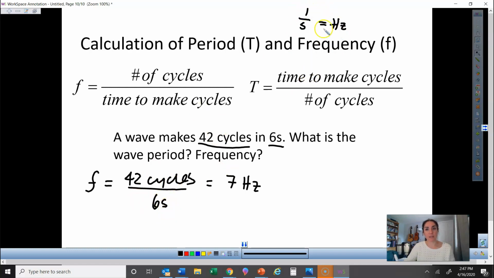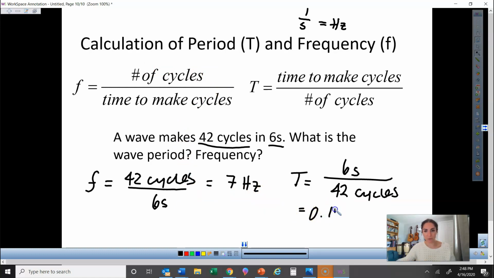And then notice time is in seconds, so this becomes hertz. I was thinking period, I was thinking ahead. Period is the time it takes, so 6 seconds over the number of cycles, 42 cycles. With that, I do need a calculator for 6 divided by 42, which gives me a period of 0.142 seconds. Okay, so that's how you use these equations.